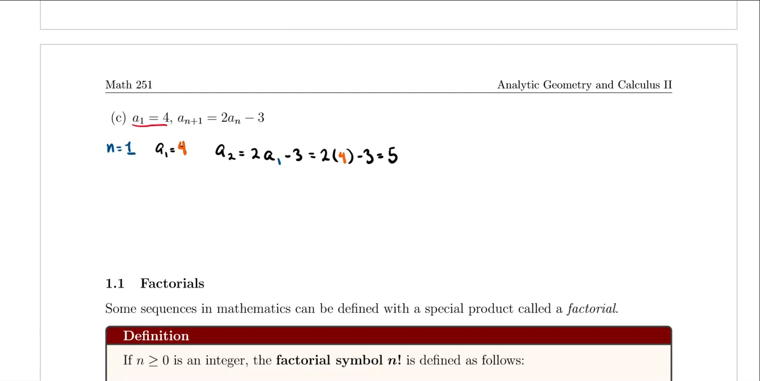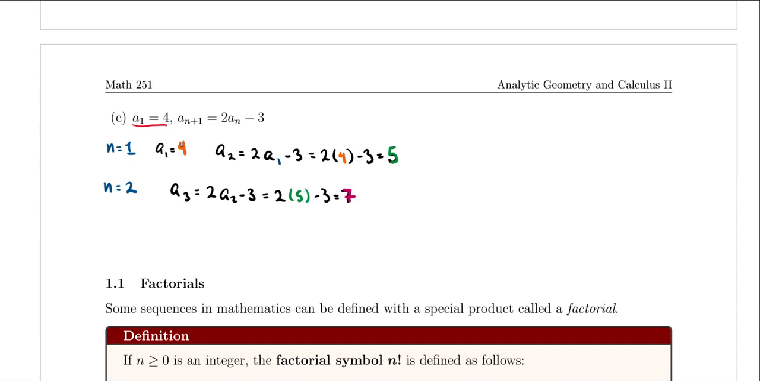Now, for the next term, if n is equal to 2, we still know that a1 is 4 and a2 is 5, so a sub n plus 1 is going to be a sub 2 plus 1, which is 3, and that's equal to 2 times a sub 2 minus 3. That gives us 2 times a sub 2, which we know is 5, minus 3, which should give us a 7.